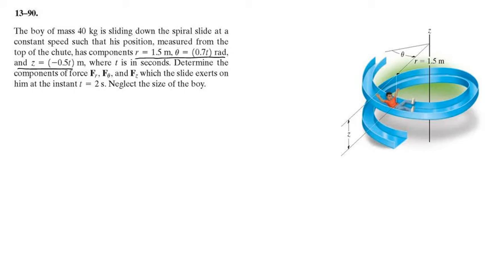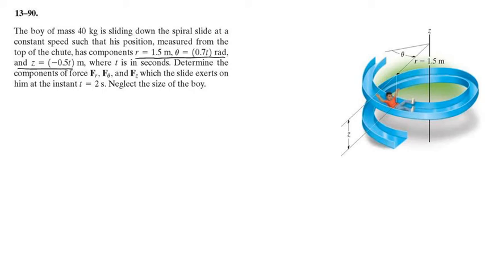Okay, so in this problem you have a boy of mass 40 kilograms sliding down the spiral slide at a constant speed, such that his position measured from the top of the chute has components r equals 1.5 meters, theta equals 0.7 t radians, and z equals minus 0.5 t. You want to find the components of the force Fr, F theta, and Fz, so those are cylindrical coordinates, that the slide exerts on him at t equals 2 seconds.